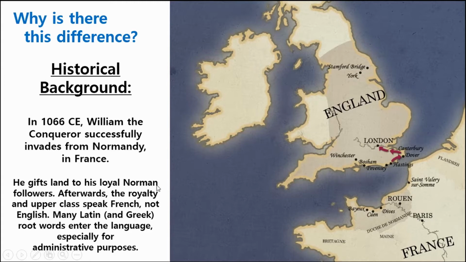Now, what happened as a result of their successful invasion? Well, William the Conqueror becomes the new ruler of England, and he gives land to his Norman followers, all of whom speak French. So now they are the upper class. They are the royalty. And so they're speaking French. And what is French? Basically, French is an evolution of Latin. French has its roots in Latin.